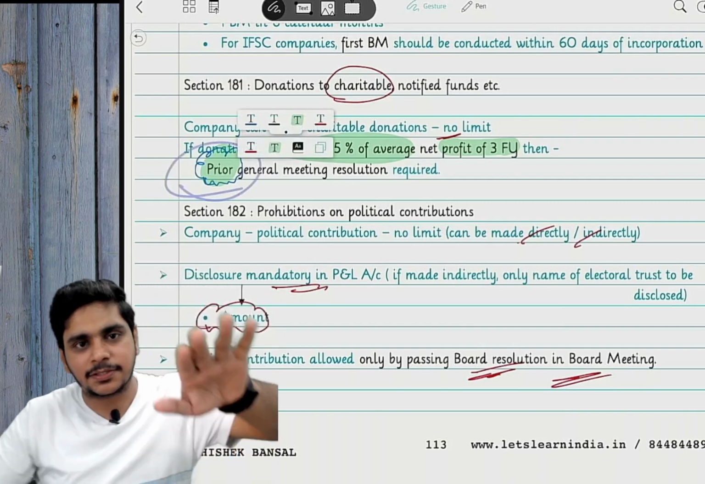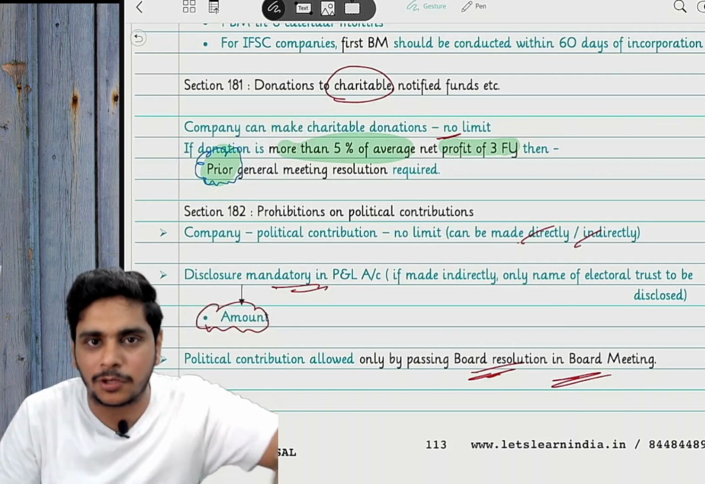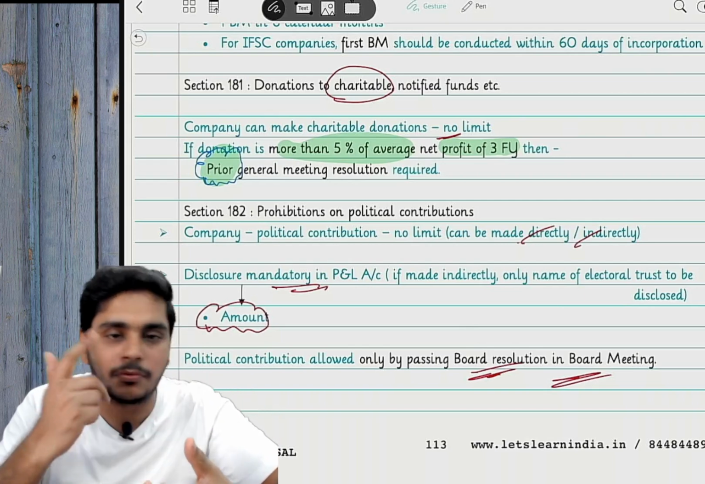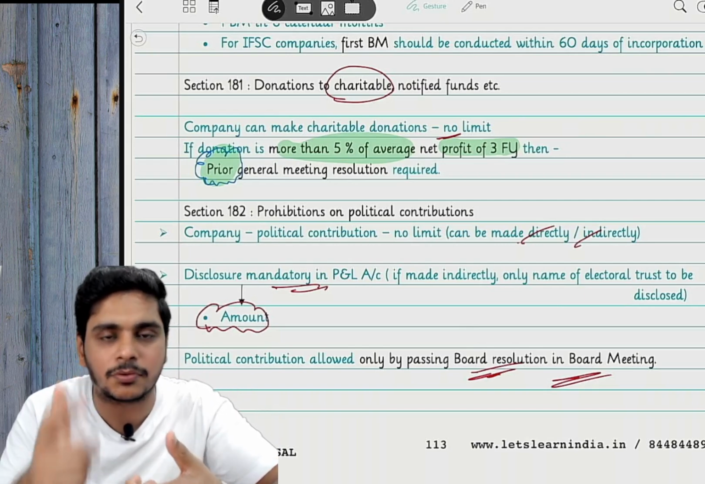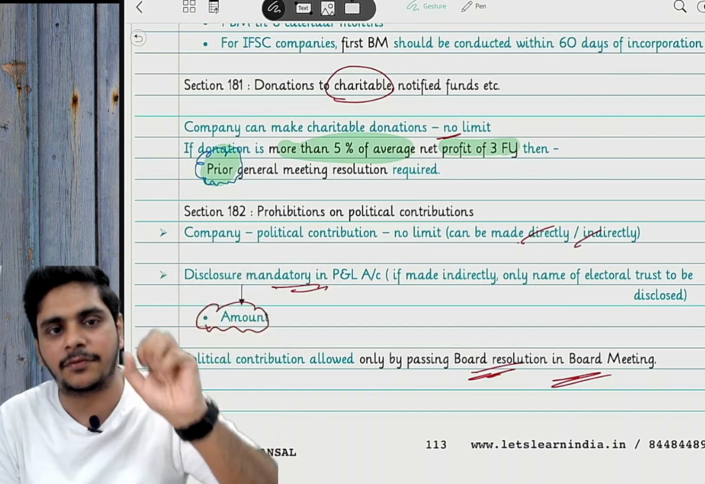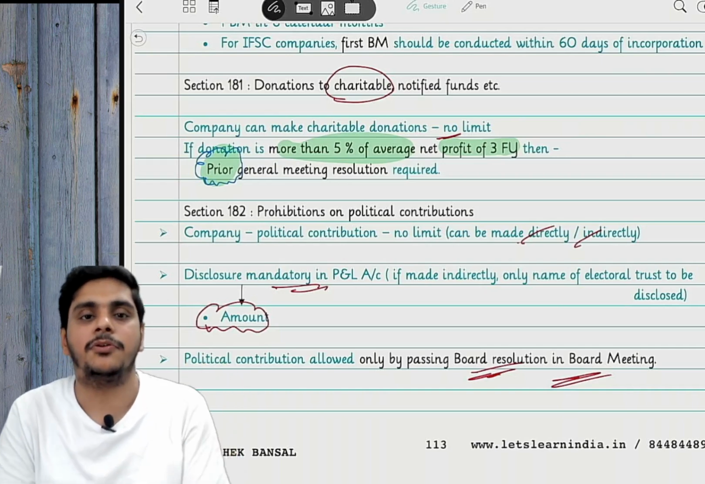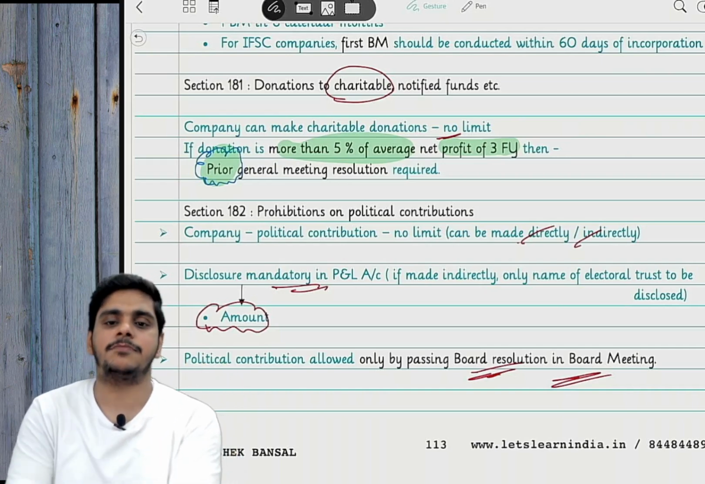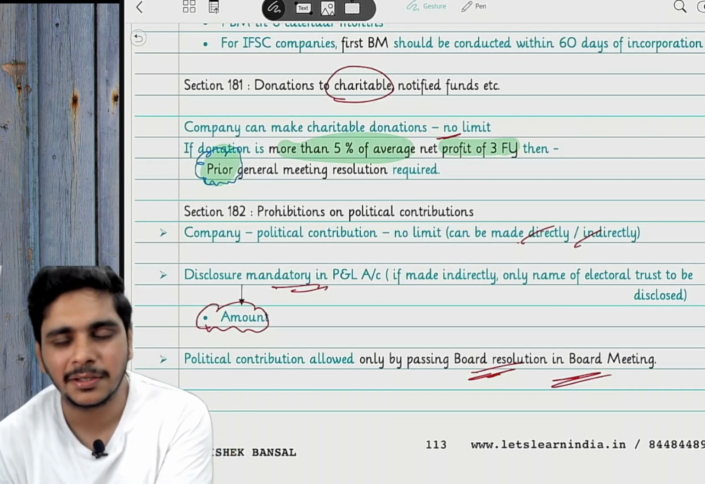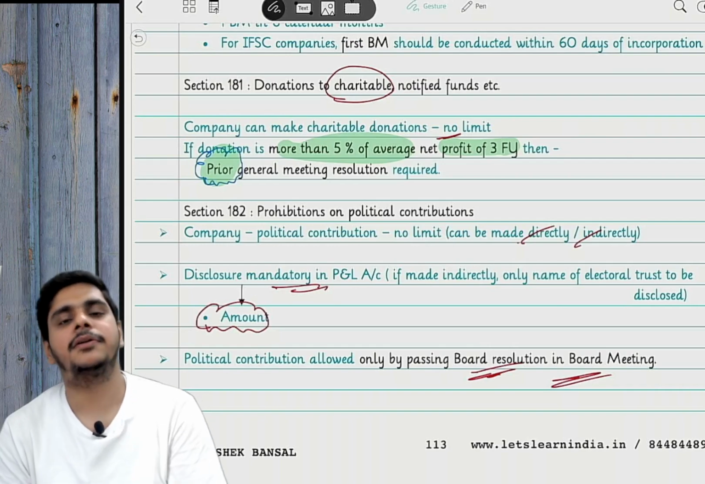So as such, there is no prohibition. It just says if your amount of contribution is more than 5% of the average net profit of the last 3 years, then you require prior general meeting resolution. That means members' approval is required. You are giving the members' money, so just take their approval.